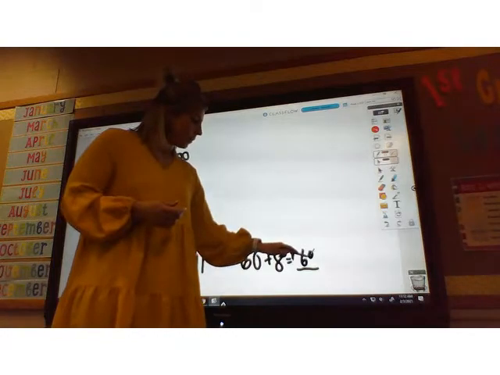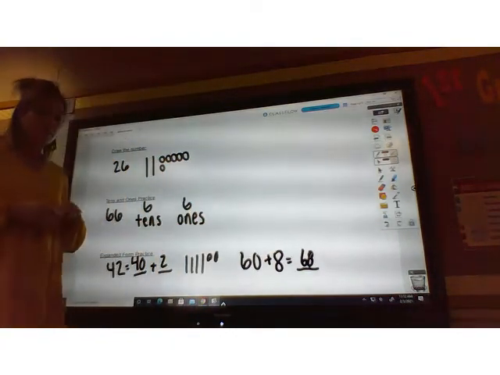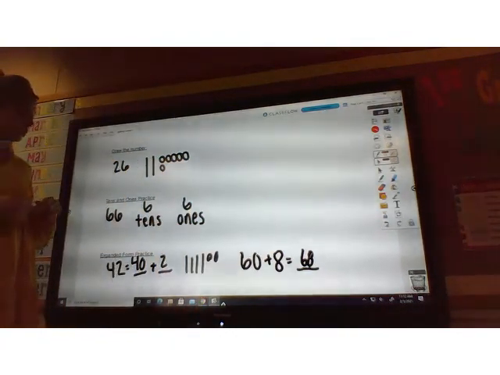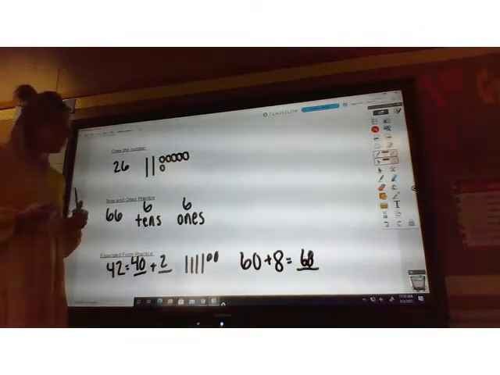Okay? So I hope this is helpful. I hope this gives you some ideas on how you can help your children at home with place value. Please let us know if you have any questions.